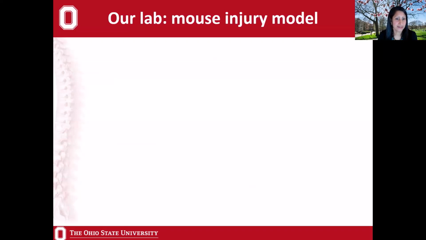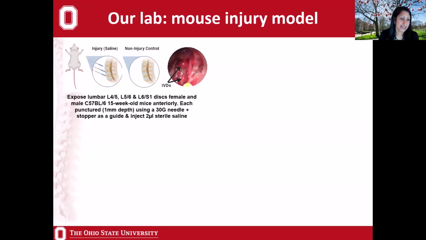And so in terms of our lab and how we've used the injury model, this is our injury back pain model. We basically expose the lumbar discs, L4-L5, L5-S1, L6-S1, in both female and male mice. We look at mice who are about 15 weeks of age. We puncture the discs using a 30 gauge needle, and typically we'll inject about 2 microliters of sterile saline as we're doing the injury.